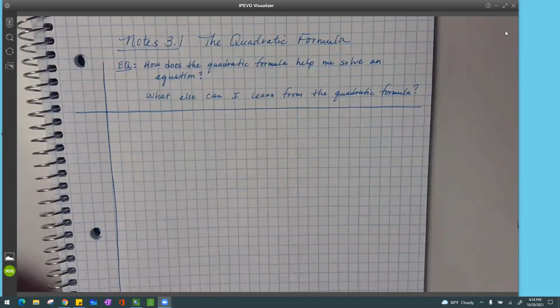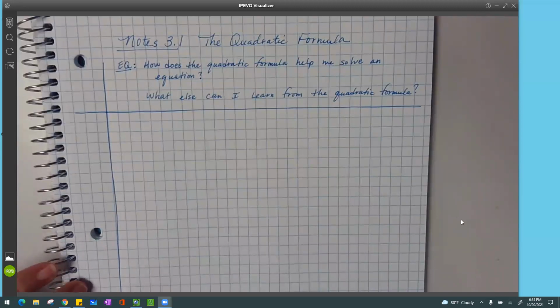The first lesson for unit 3 is the quadratic formula. And our essential questions are, how does the quadratic formula help me solve an equation? And what else can I learn from the quadratic formula?